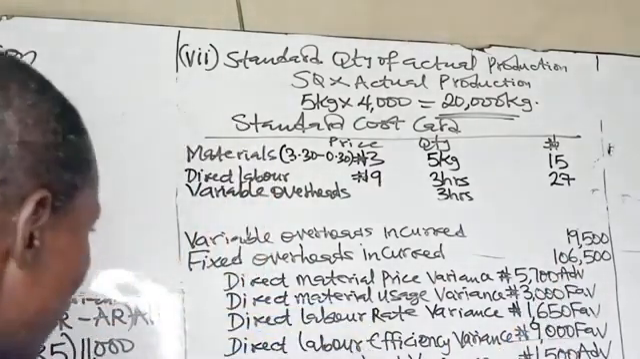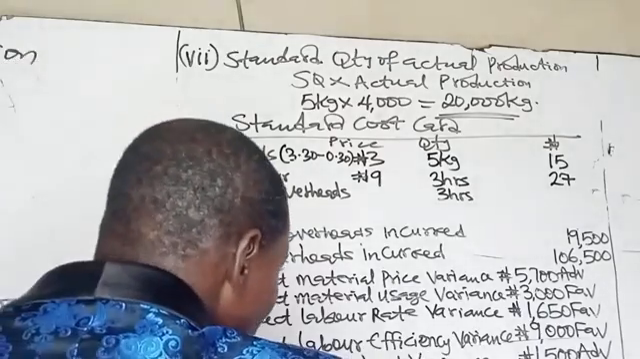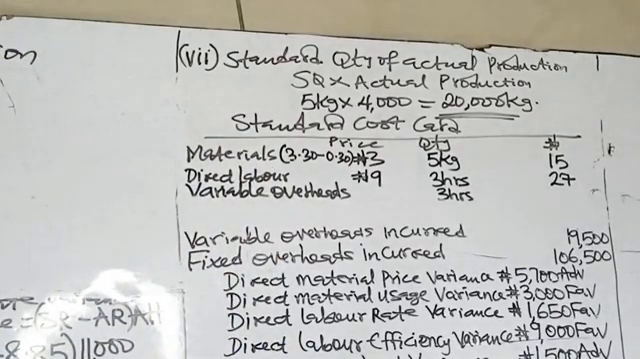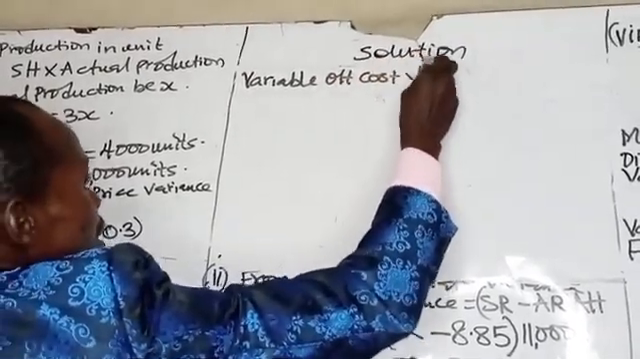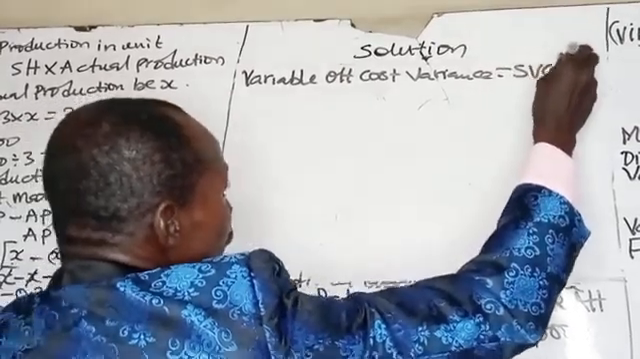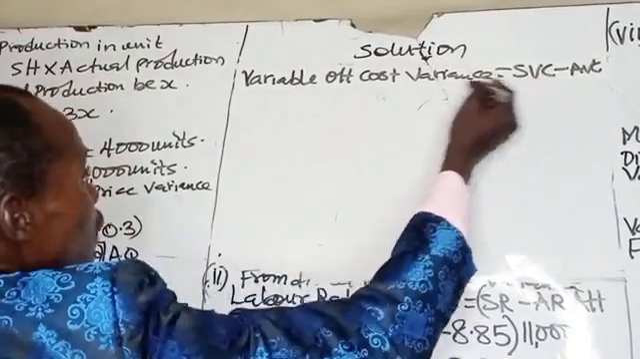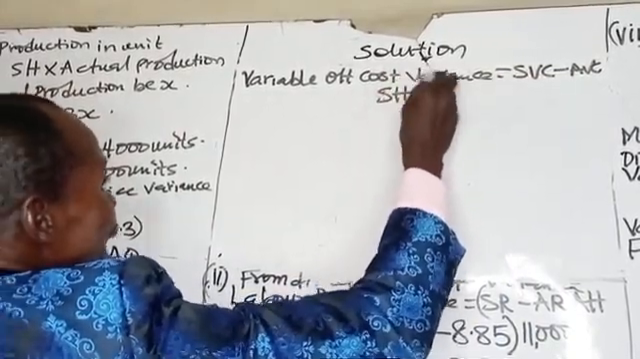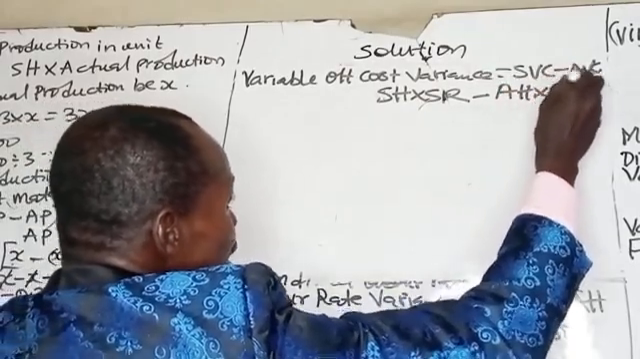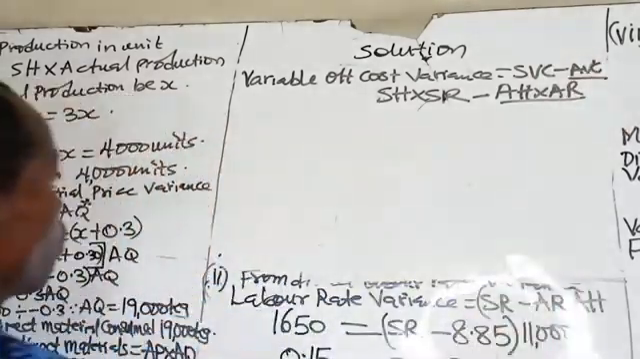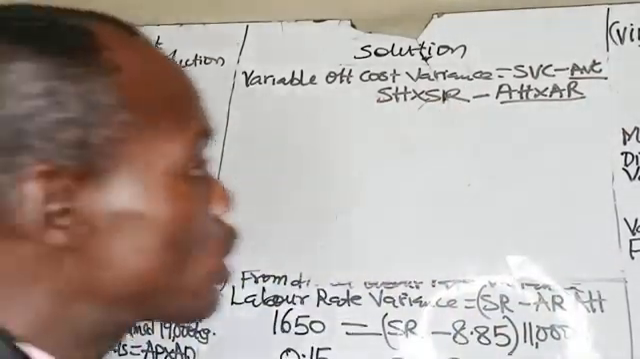Then the variance: we are given the variable overheads cost variance. The variable overheads cost variance will be standard variable overhead cost minus actual variable overhead cost. I've told you that the standard variable overhead cost is standard hours times standard rate, minus actual variable overhead cost, which is actual hours times actual rate. And the actual variable cost is given directly in the question. The variable overhead variance given is 1,500 adverse. So it's an adverse variance of 1,500. I have told you that an adverse variance is always a negative variance.